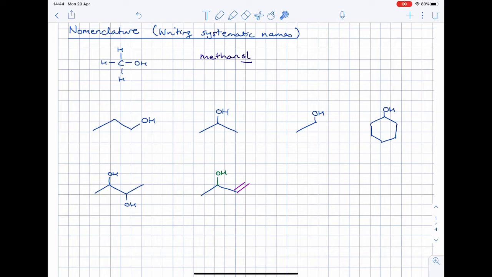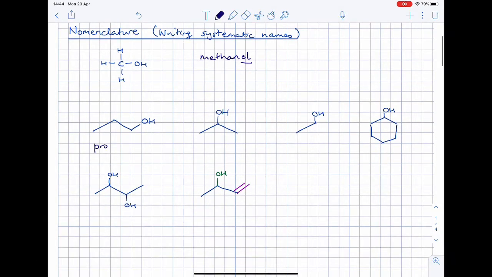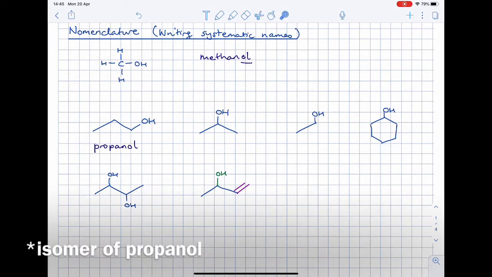So this next one here is based on propane because it's got 1, 2, 3 carbons. So the parent compound is propane, or parent alkane is propane. We take the E off the propane and replace it with OL for alcohol. So that's propanol. We can even be more specific because we can have another type of alcohol with 3 carbons, and this will be a different type of propanol.